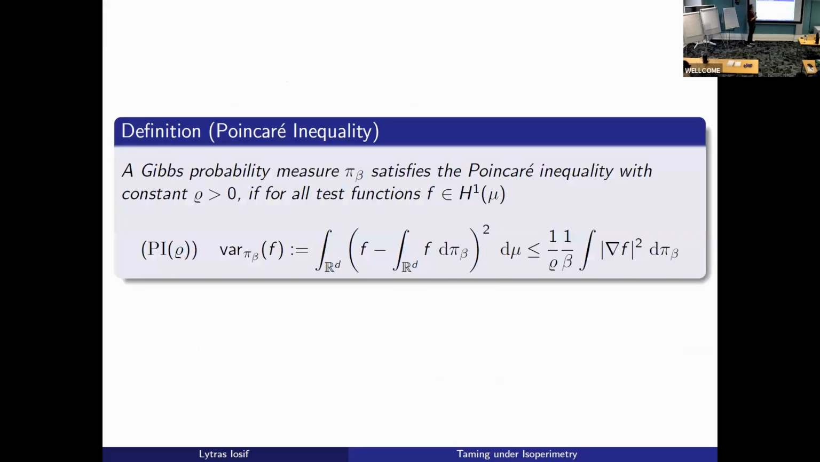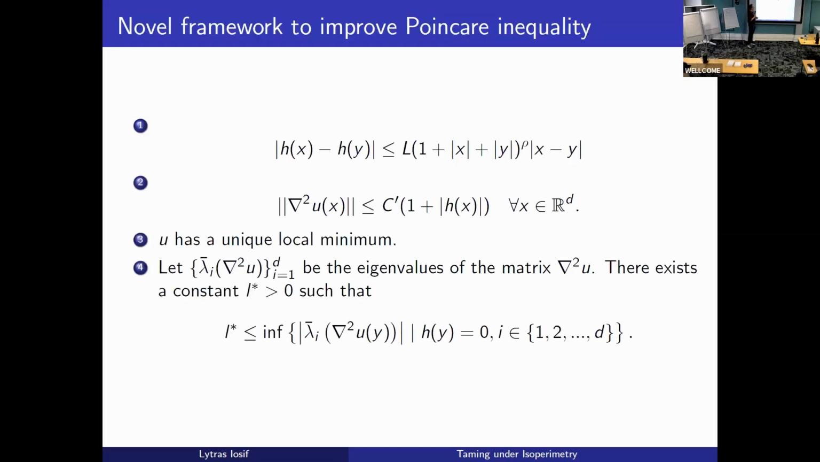So what happens with the Poincare inequality? Poincare inequality, we know it holds when you are only convex. There are a lot of results, but we try to survey a case where one can have some kind of dimension-independent and improved bound on the beta Poincare constant. So we have the following assumptions.